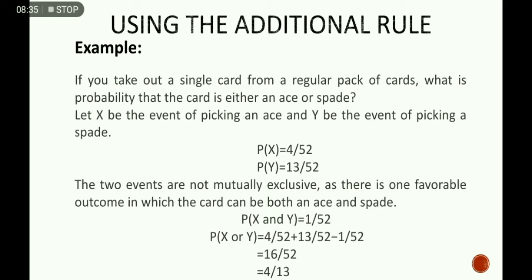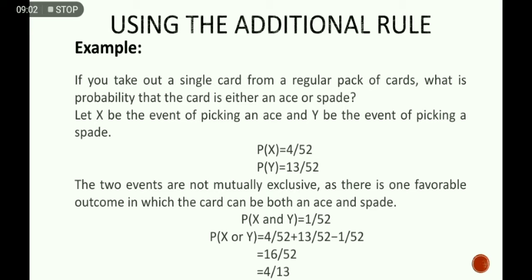And yung Y is the spade. 13 siya kasi, from alas to king: ace, 2, 3, 4, 5, 6, 7, 8, 9, 10, jack, queen, and king. That's why 13 siya. The two events are not mutually exclusive as there is one favorable outcome in which the card can be both an ace and spade.